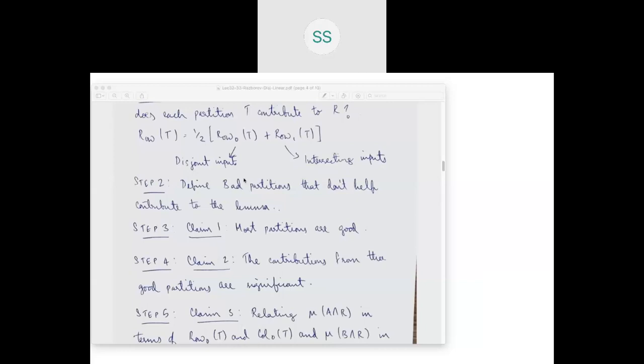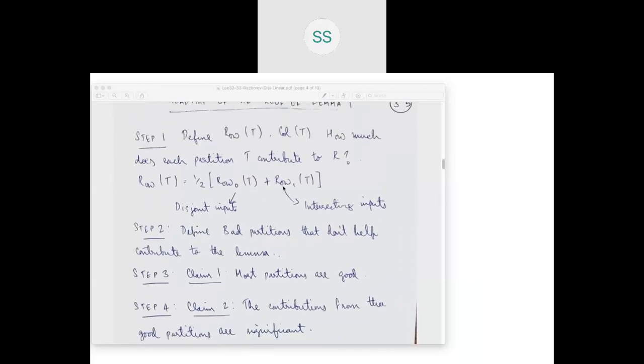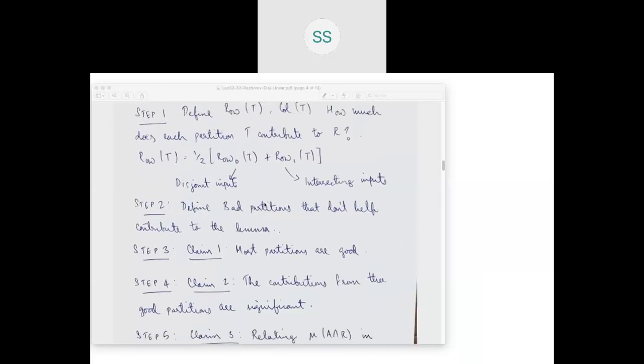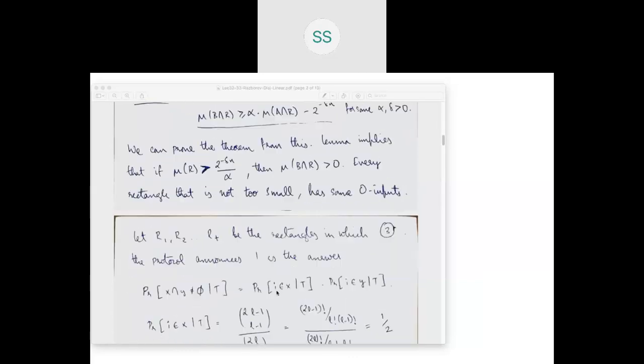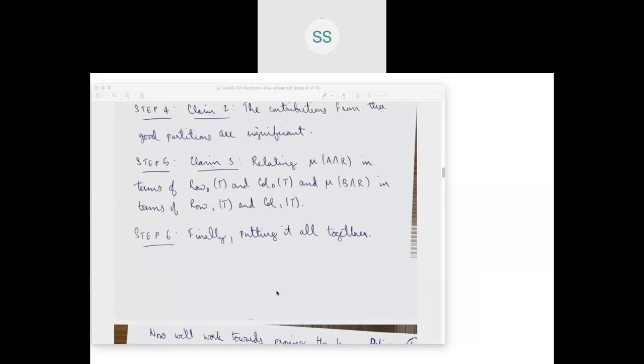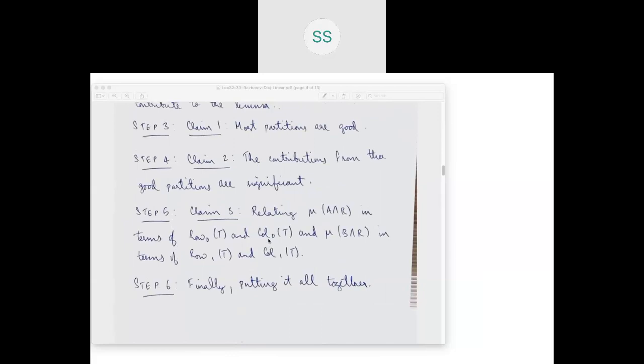And all of this will be in terms of row 0 and row 1 and column 0 and column 1 and these kinds of parameters. But lemma 1 is actually in terms of the measure mu of B intersection R, A intersection R. So claim 3 will relate the measure of A intersection R in terms of row 0 T and column 0 T, and B intersection R in terms of row 1 T and column 1 T.